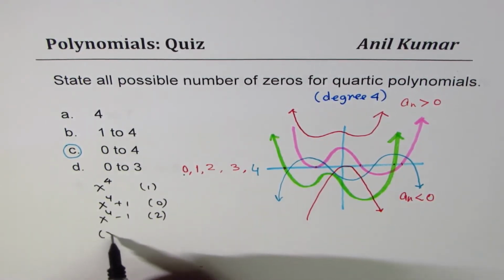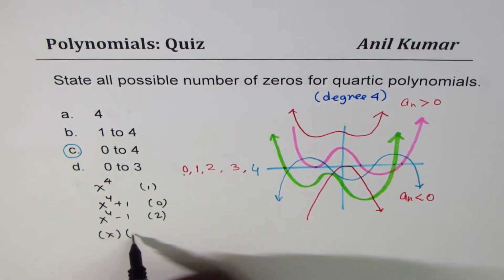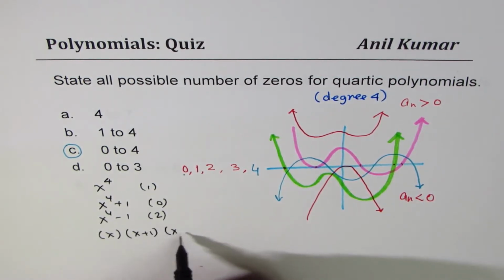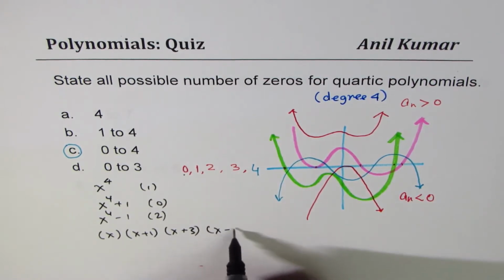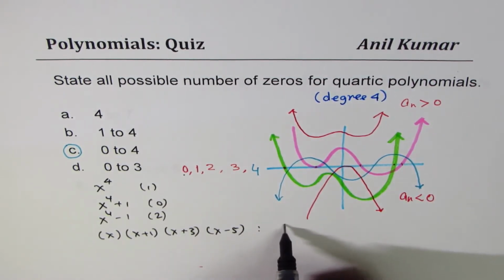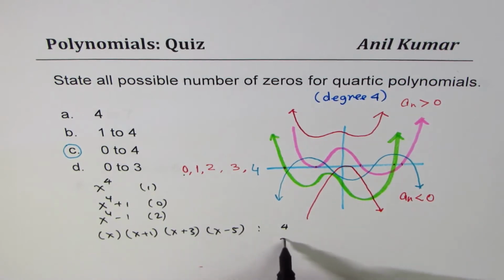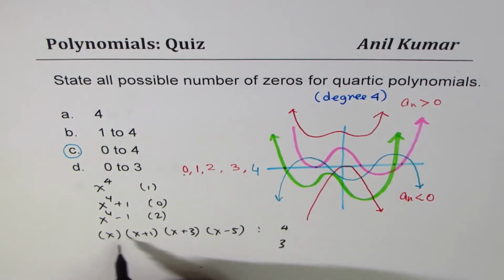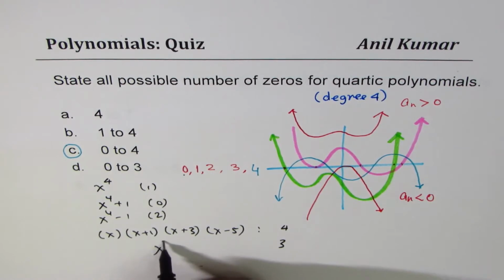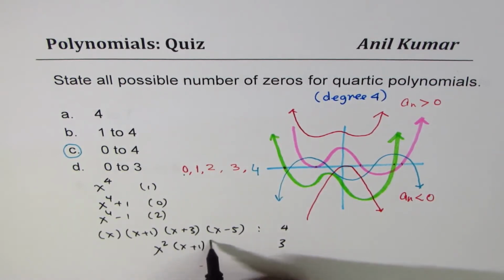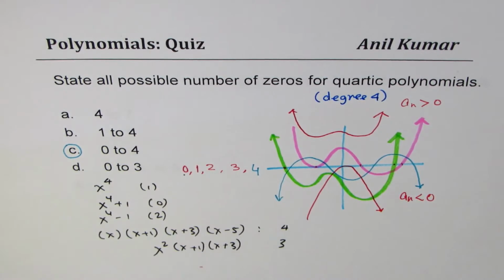But if I could write this in factors like x times x plus 1 times x plus 3 times x minus 5, that gives me 4 zeros. And to make it 3 zeros, what can I do? I can just get rid of one of these zeros, and I can say x squared times x plus 1 times x plus 3, for example. I get 3 zeros, right? So these are the examples for quartic polynomials with 0, 1, 2, 3, and 4 number of zeros, right? So these are all possible zeros.